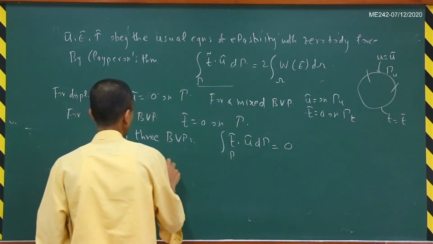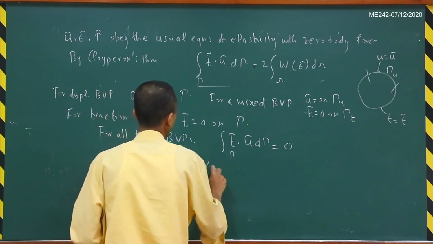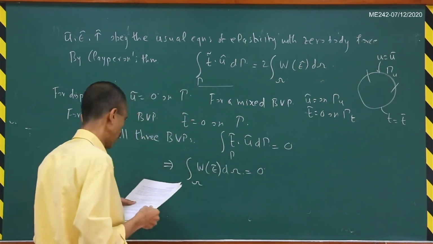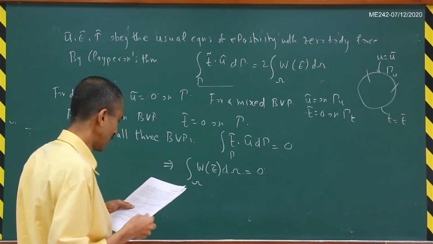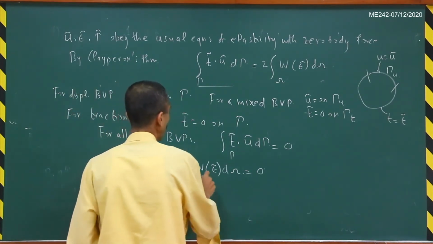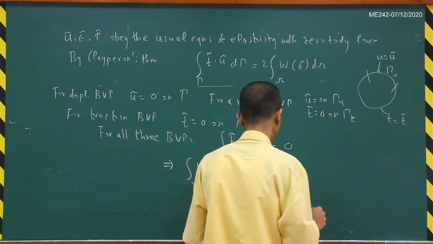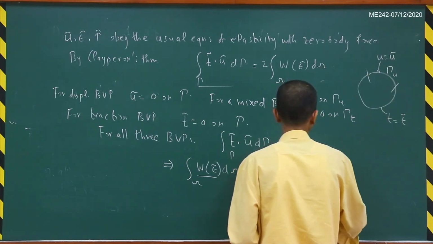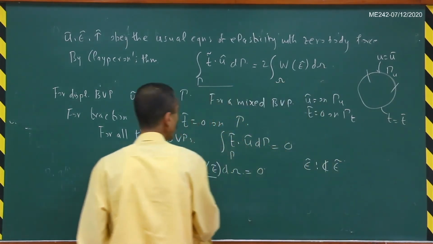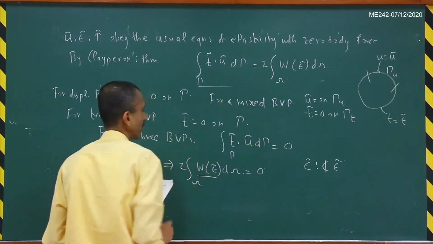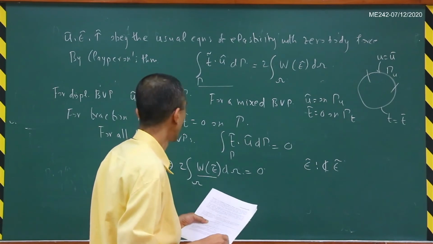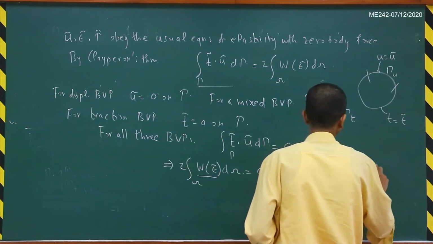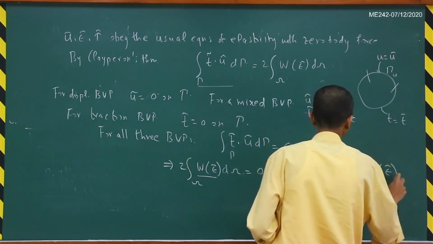So this implies that the integral of W of epsilon tilde d omega over omega is also equal to 0. Okay? And now let us look at this W of epsilon tilde. That is equal to epsilon tilde times C times epsilon tilde, correct? So let us take it as 2 times W. There is a 2 here, so 2 times W of epsilon tilde is this term here.